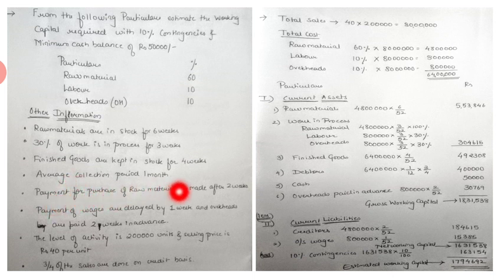Then payment for purchase of raw material is made after 2 weeks. Now payment for purchase of raw material means it is creditors, because we purchase raw materials from the creditors and we are paying them after 2 weeks. So they are creditors for us. Then payment of wages is delayed by 1 week. So these are outstanding wages, again a current liability, and overheads are paid 2 weeks in advance.